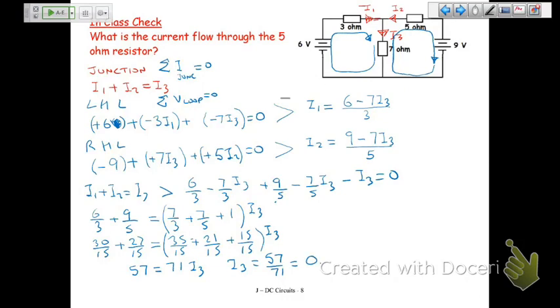0.803. So this is 0.803, and it's going to be in amps. Now, that's assuming I asked you for I3. If I asked you for I2, I would simply say, oh, I2 equals 9 minus 7 I3 over 5, and figure it out. So that's my methodology. I'm sure there's other ways you can solve it. Just be clear about what you do, get the right answer in the end.